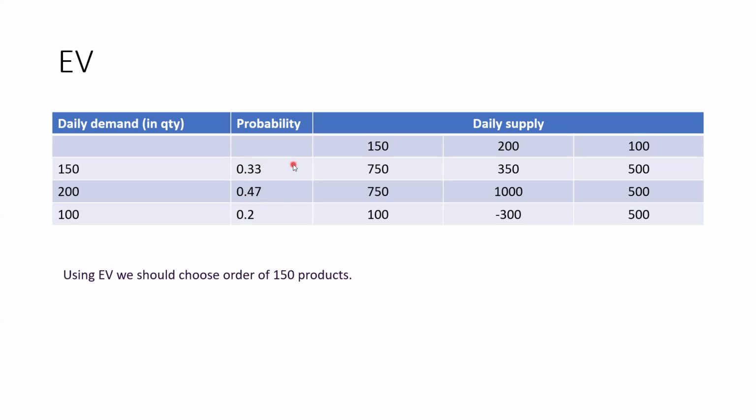Now here we have the daily supply. We are supplying 150, 200 and 100, as you can see, and the daily demand in the table. So how have we calculated this 750? That is the expected outcome, right?